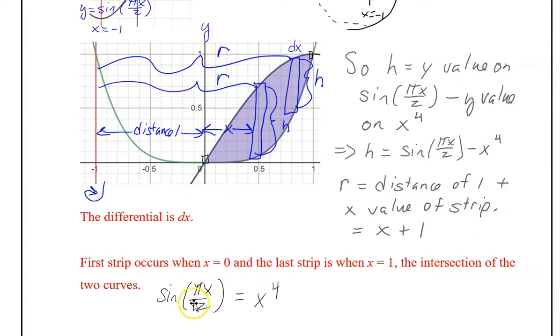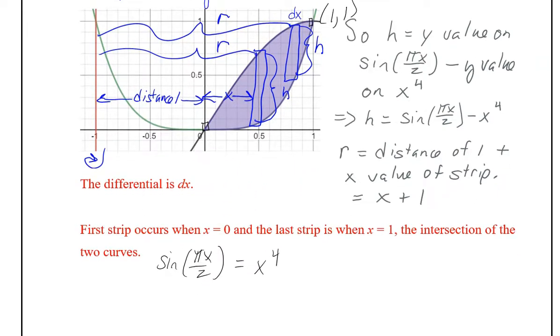Let's think about that. When x is 1, the sine of pi over 2 becomes 1. 1 to the 4th is 1, and 1 equals 1. Therefore, these two curves do touch when x equals 1. When x equals 1, the value of the curve is also 1, since the sine of pi over 2 is 1. And that means that this point of intersection up here is the point (1, 1).